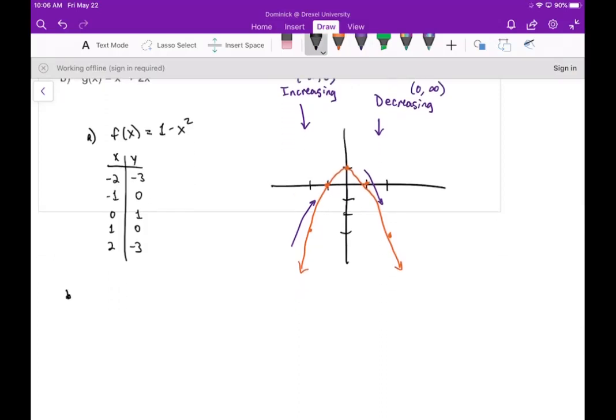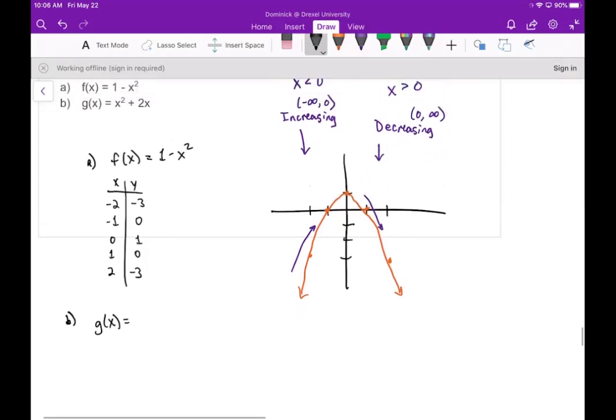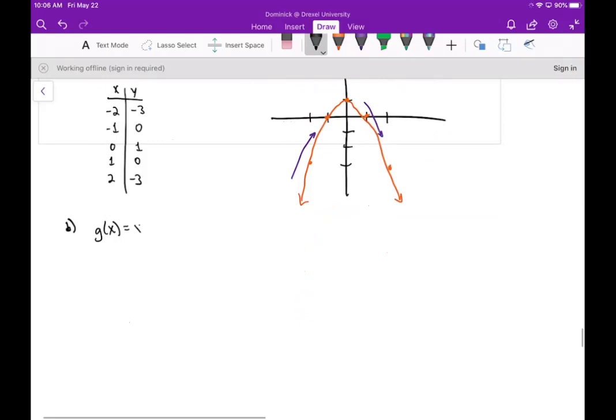Okay, in part B, we have that g of x is equal to x squared plus 2x. All right, so let's go ahead and we'll plot some points. So we go -2, -1, 0, 1, and 2. Okay, so if we plug in these points, -2 would give us a 4 minus 4, so a 0.